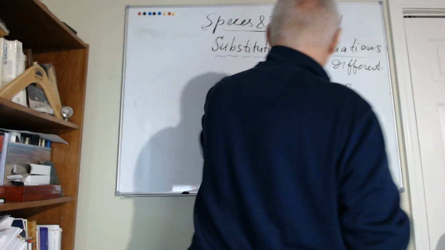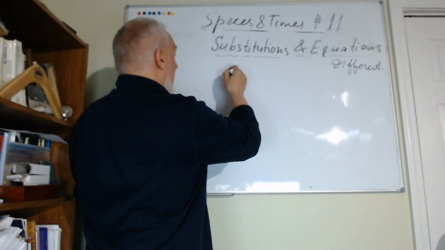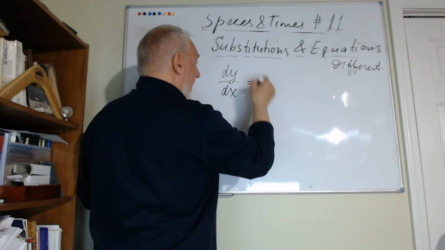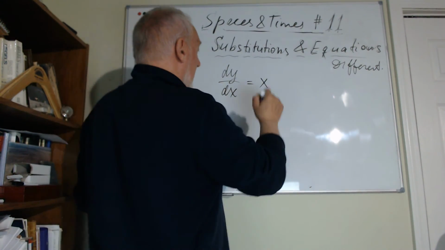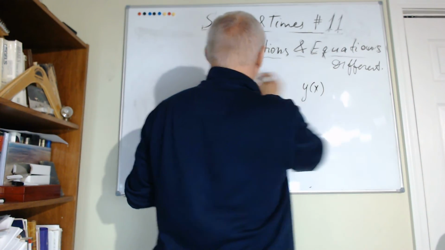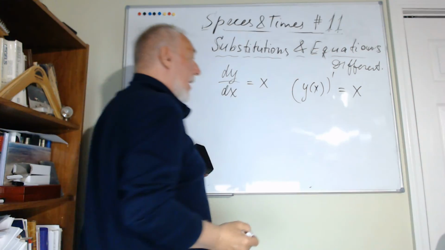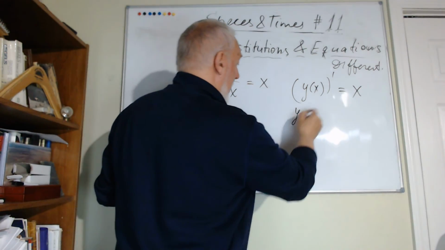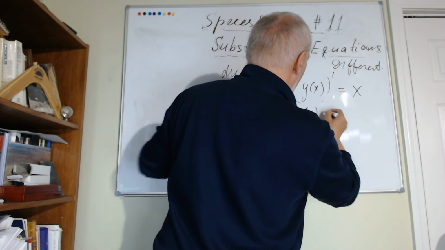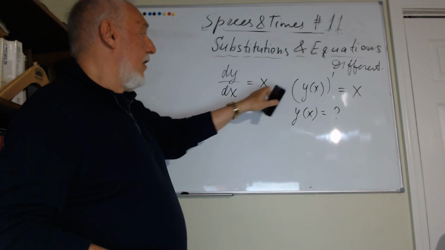Let's try this with maybe a little less confusing variables. For example, we have this equation dy by dx equals x. So we need to find some function which, when you take the derivative of it, will give you x. What is this function? Any guess? So the derivative of this function gives you x.